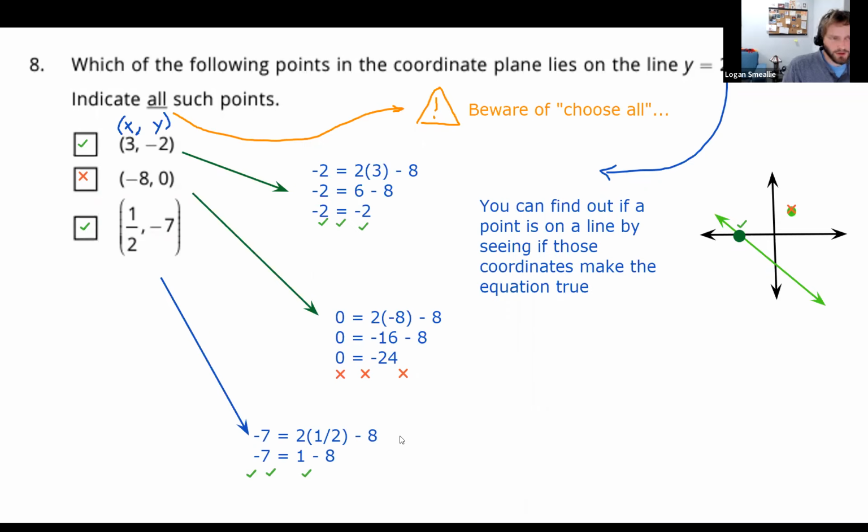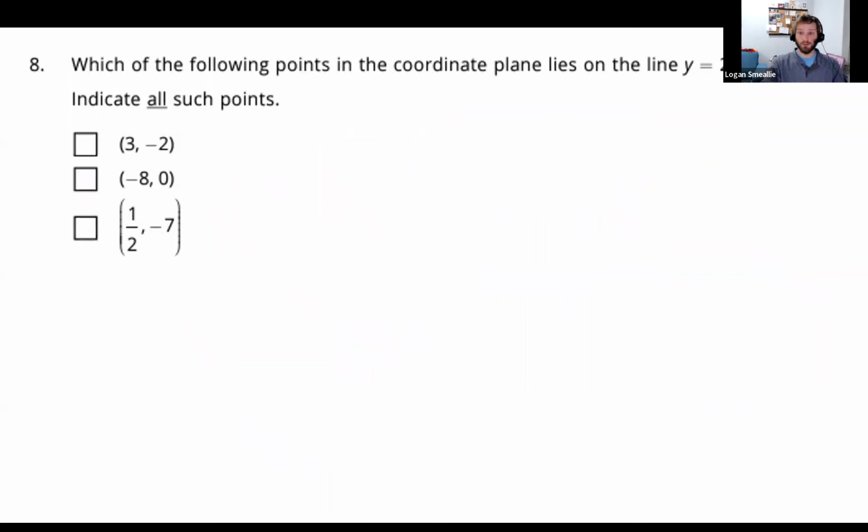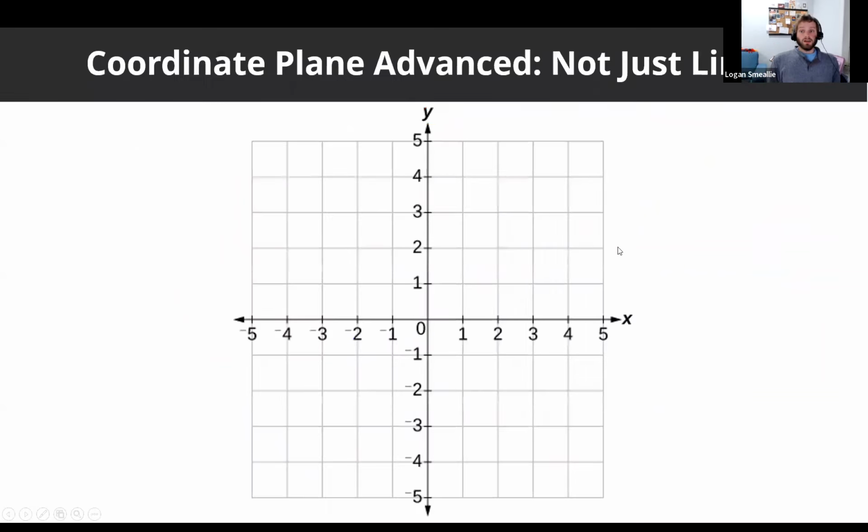We have almost 20 minutes left, and I'm going to take us through a couple of the more advanced ways that they might test the graph system on the test, and we're going to look at a couple of questions based on that. Not just lines anymore. We're going to look at inequalities, parabolas, and shapes.